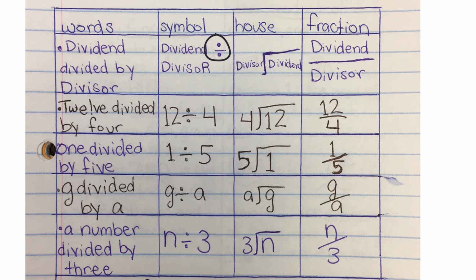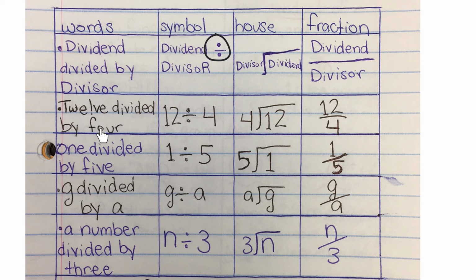Then we have our fraction bar. When we're writing it as a fraction, the dividend is up top and the divisor is underneath. Okay? So now let's breeze through this real fast and do a couple examples with some actual numbers and variables.